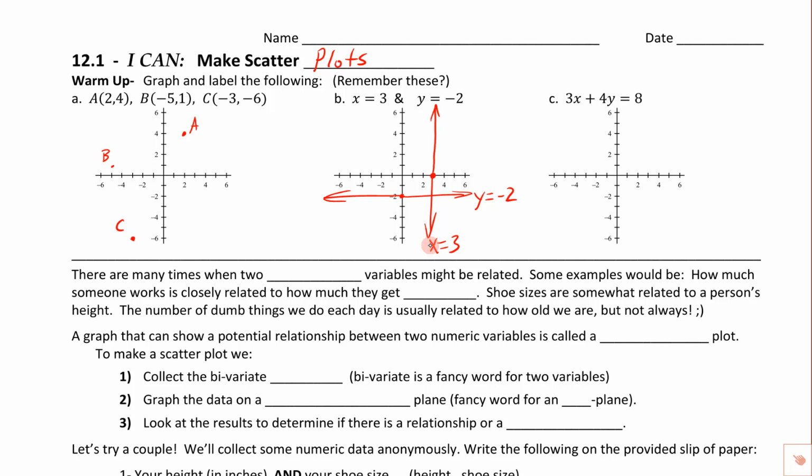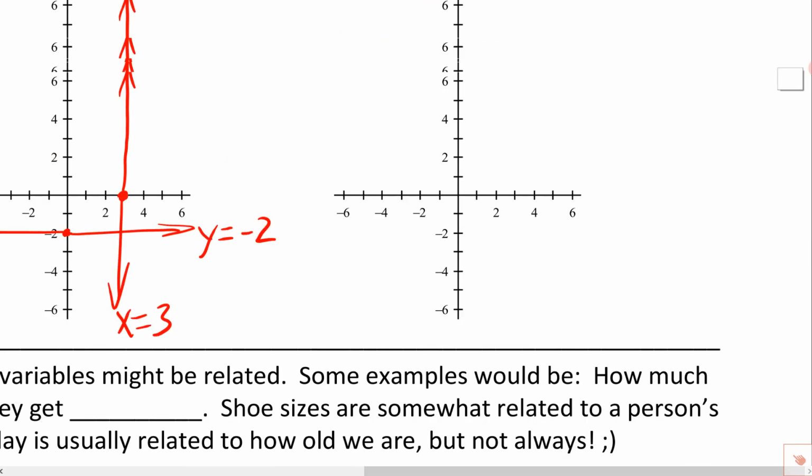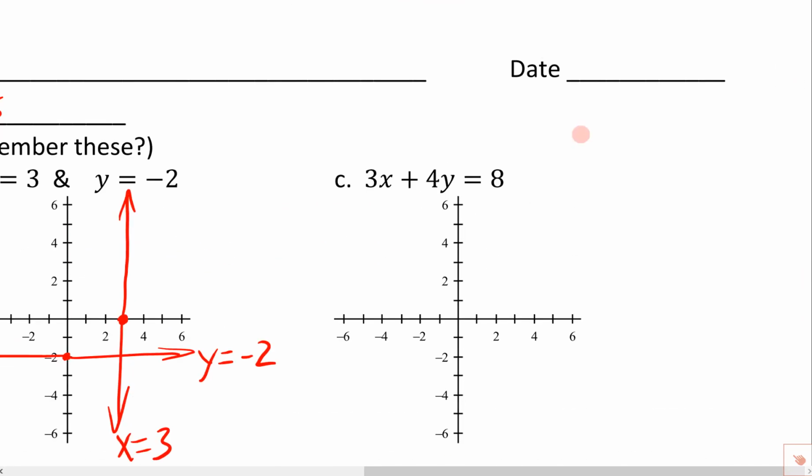And then if we take a look at C, we've got this equation right here with both an x and a y. This is a linear equation. We graphed a whole bunch of these earlier in the year. So what we're going to do to graph this, I'm going to zoom in just a tad. And let's put this in slope-intercept form. So gosh, we got to go back and remember what that is. We want to put it in this form right here, y equals mx plus b.